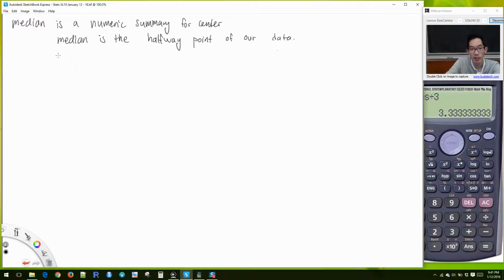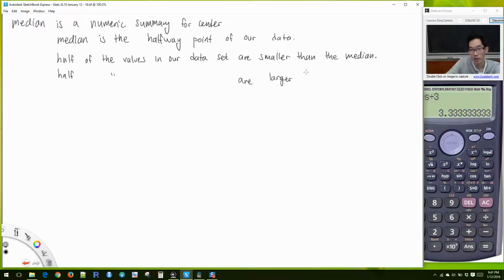And what we mean by that is that half of the values in our data set are smaller than the median, and half of the values in our data set are larger than the median. Okay, half of the values in our data set. Okay, so I think that's a simple enough concept.